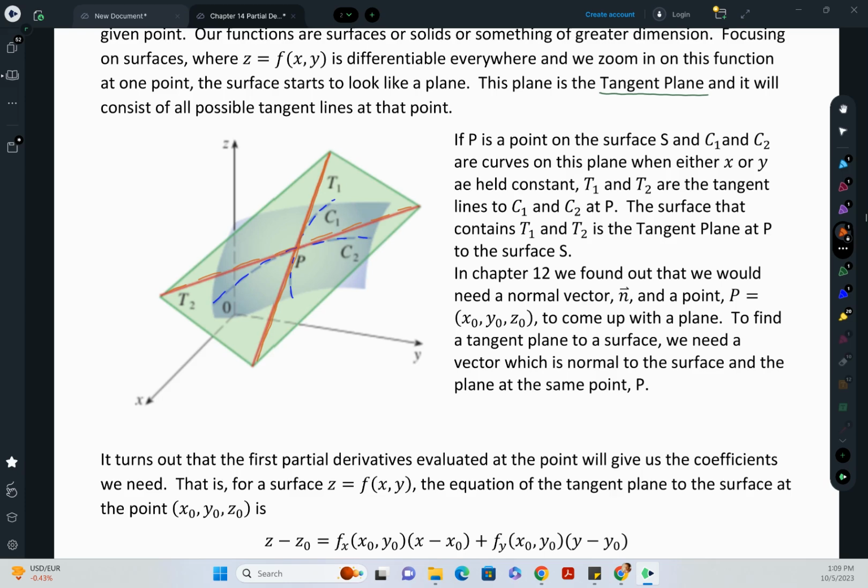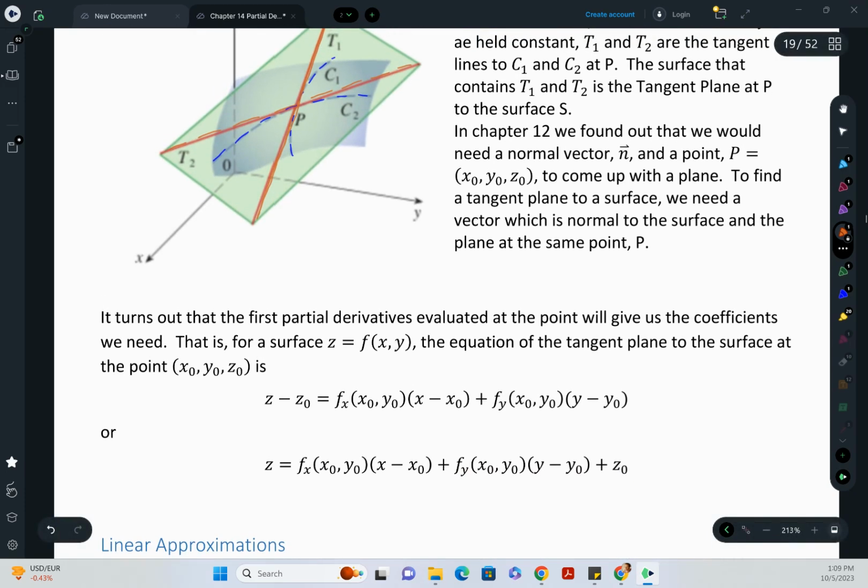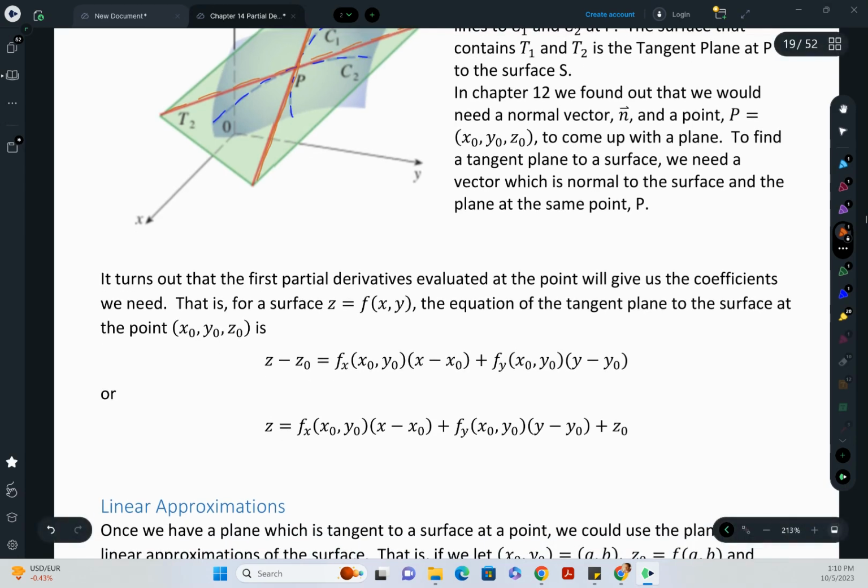So those are the most special vectors that we can come up with that are tangent to the surface at the point. Now, if we take those tangent lines, and we focus on the del z, del x, and the del z, del y, and we evaluate those at the particular point, what we're going to come up with is the slope in that direction. And that's what we want.